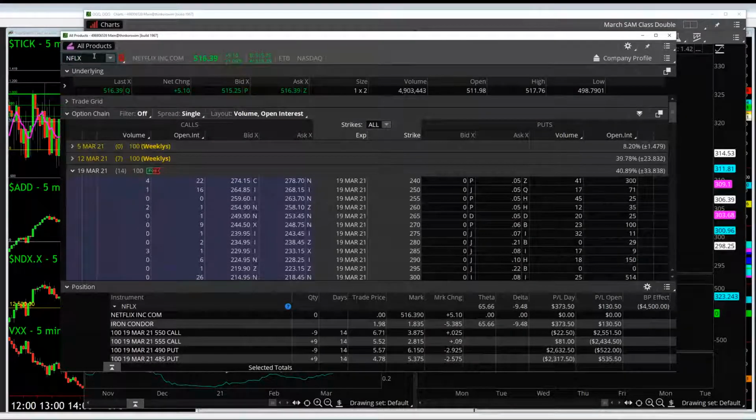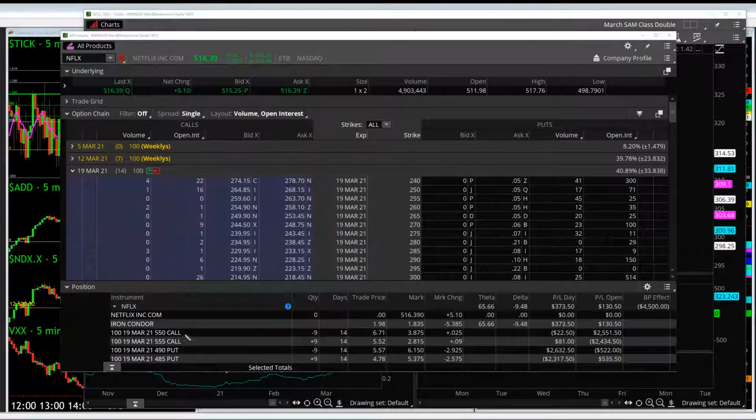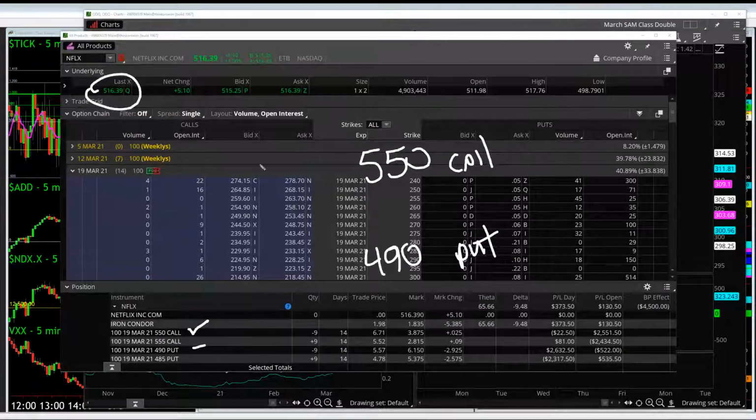So with Netflix, with the premiums this high, basically what we're able to do in a small account is say, okay, we're going to sell the 550 call. Now, keep this in mind, again, if you're newer to options, and don't worry. So here's the 550 call, and then the 490 put. Basically we're looking at Netflix here, and it's $516. So let's say it's trading about right here.